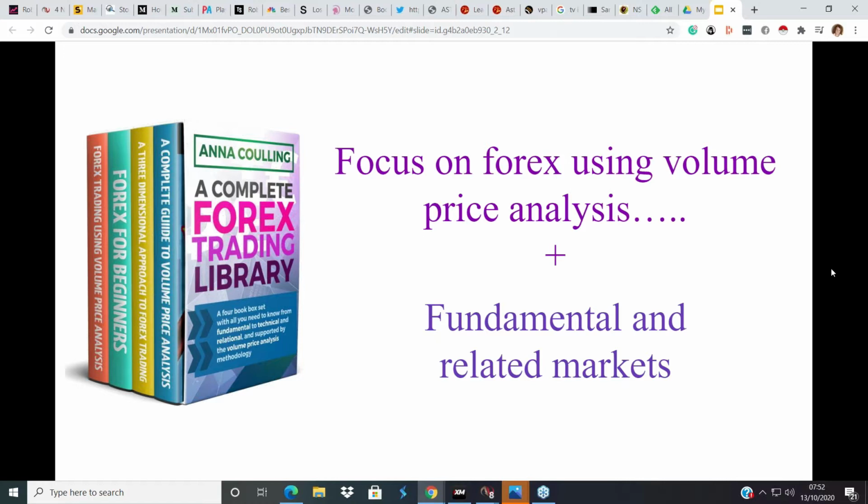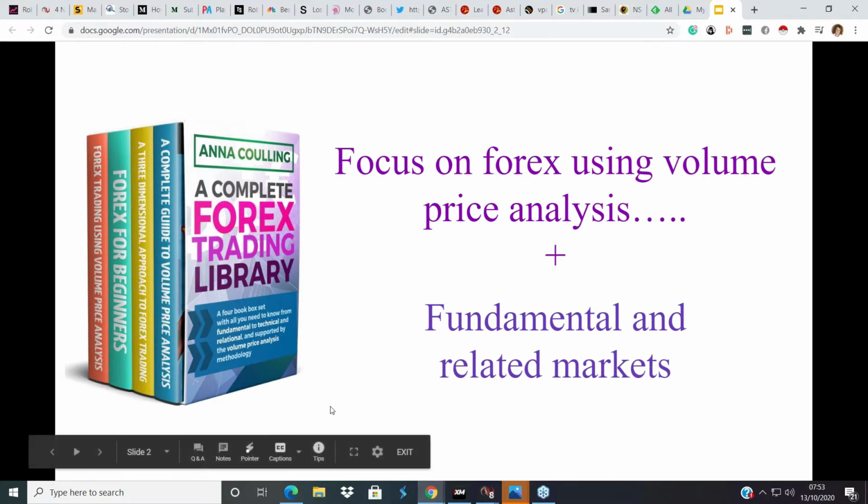With the Forex market, obviously, we look at technical analysis. As I said, we look at price action and volume, but we also look at what's happening on the fundamental side, what news is going to be driving the currencies and currency pairs. But we have a third element, and that is what we call the related markets. And the related markets are those markets which have a relationship with individual currencies and currency pairs.